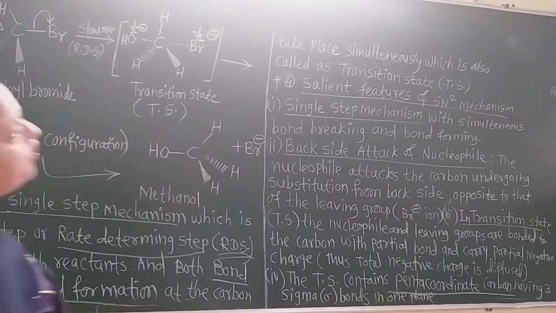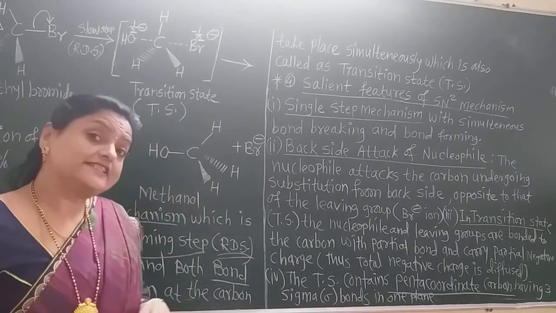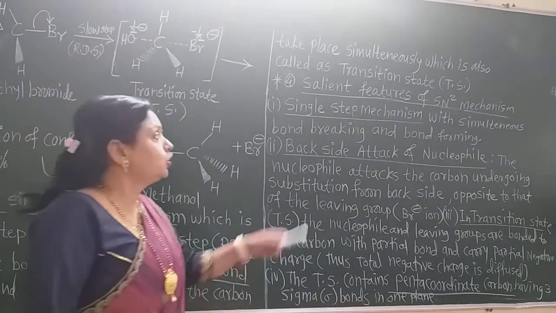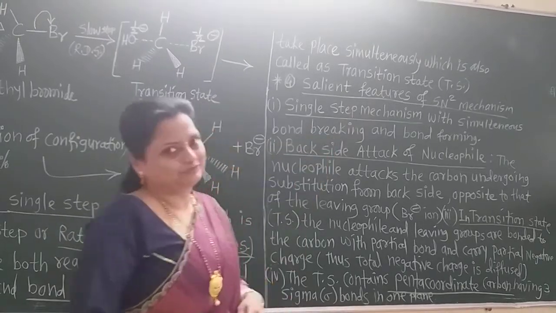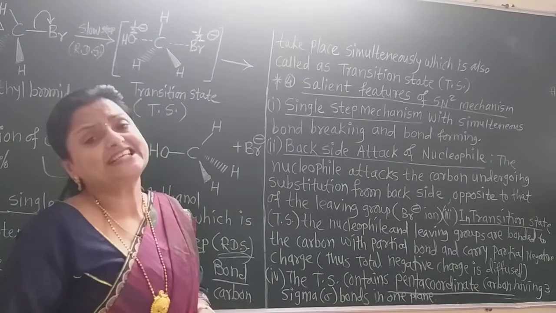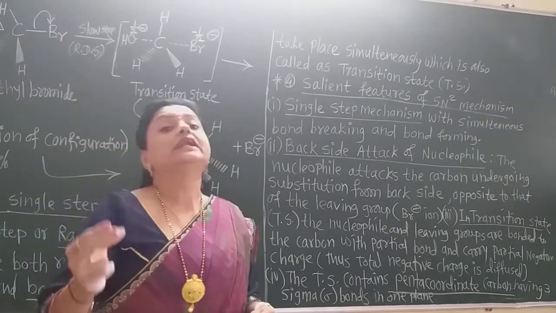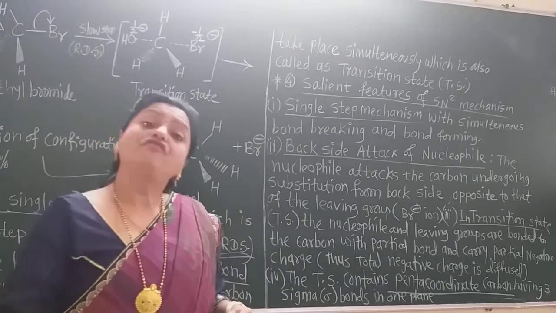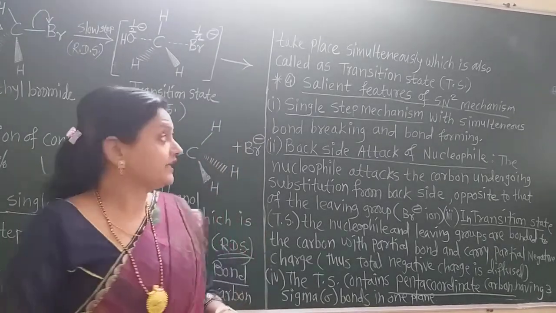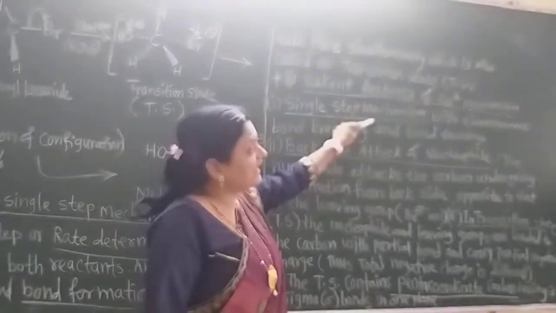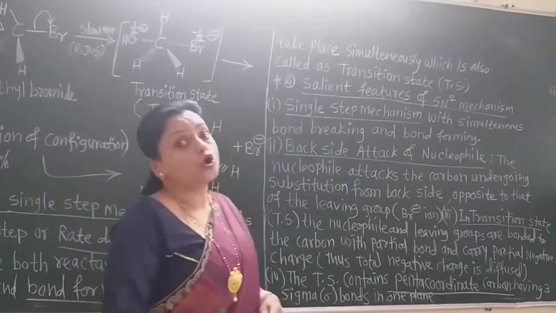Now in the fourth point, there are some salient features of this SN2 mechanism. Now the first is the single step mechanism. Now what is in the single step? This mechanism is carried out in only a single step, with simultaneous bond formation and bond breaking. So single step mechanism with simultaneous bond breaking and bond formation.